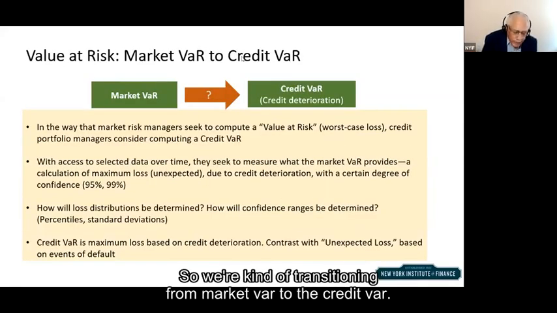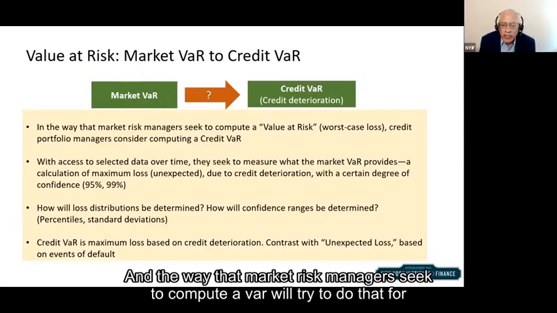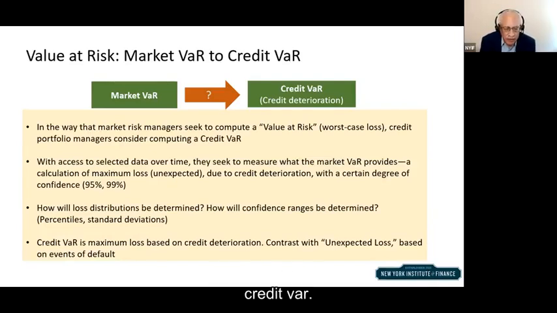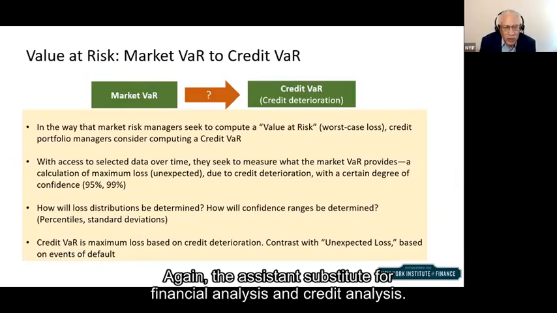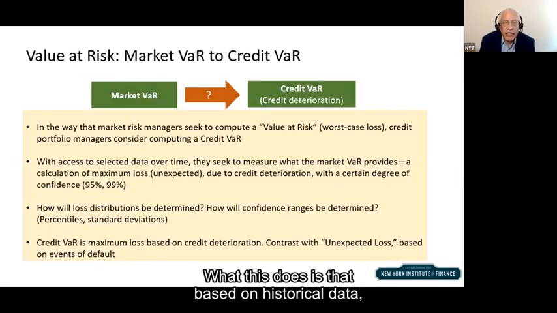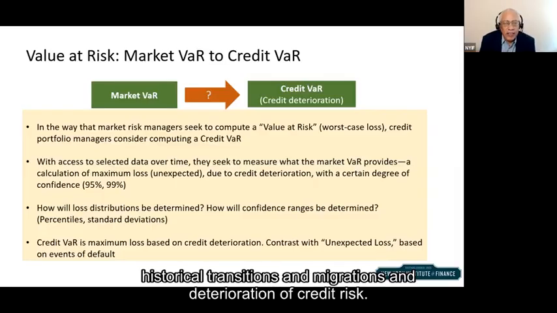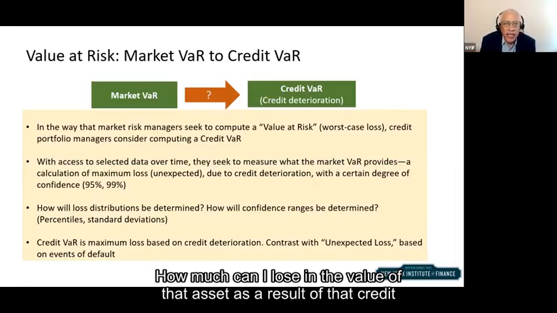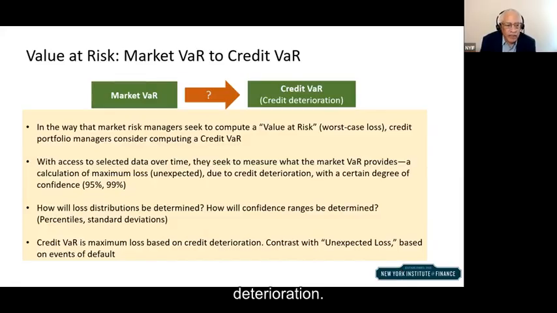So we're kind of transitioning from market VAR to credit VAR. And the way that market risk managers seek to compute a VAR, we'll try to do that for credit VAR. Again, this doesn't substitute for financial analysis and credit analysis. What this does is say, based on historical data, historical transitions, migrations and deteriorations of credit risk, how much can I lose in the value of that asset as a result of that credit deterioration?